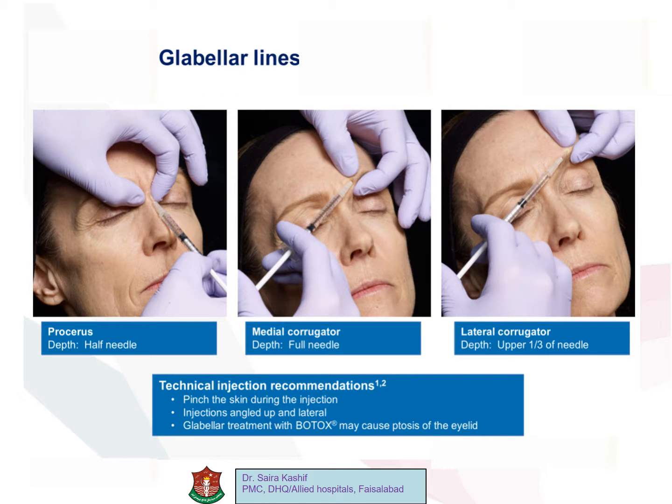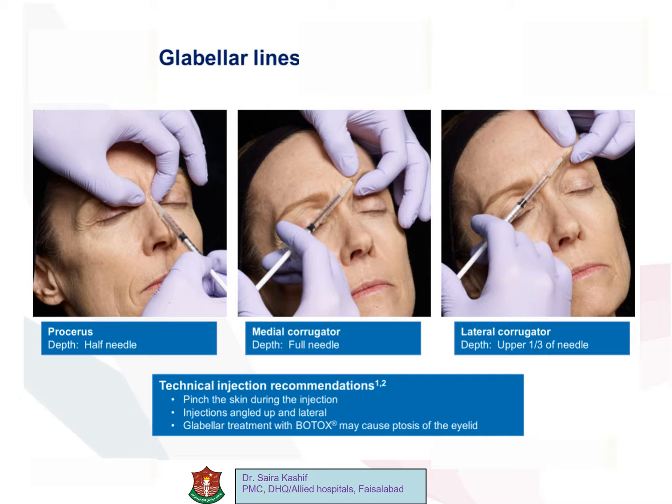Here you can see the technique of injection. Slightly pinch the skin, and you can see the non-injecting hand is protecting the orbit. The direction of the needle is upward here, and the depth of the needle is also important. Here, half depth of the needle is inserted for the procerus.